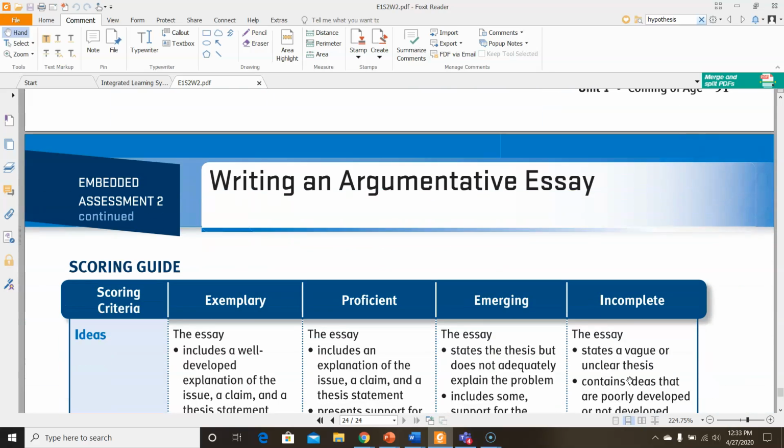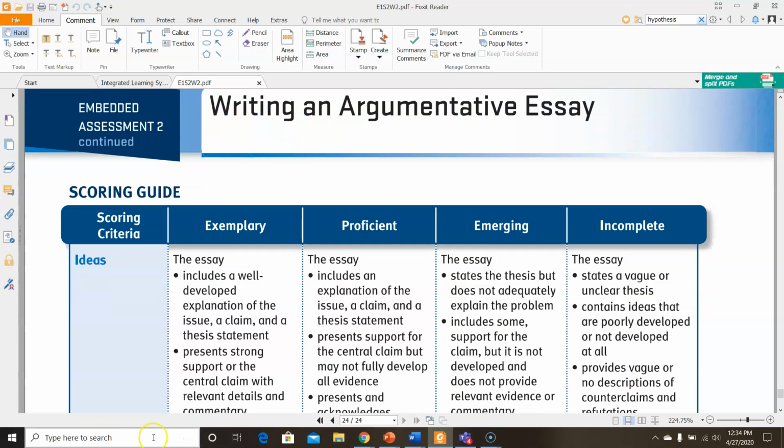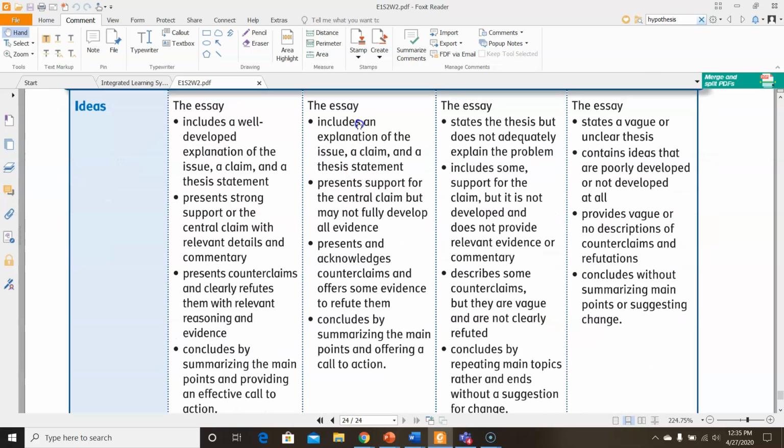Moving on to the next section, this is the rubric that you're going to be evaluated on when you're writing your essay. This column is for scoring criteria, and this row tells us the different levels of quality. The level that you are going to be aiming for is proficient, the second one. So for ideas, this is what you're required to do.